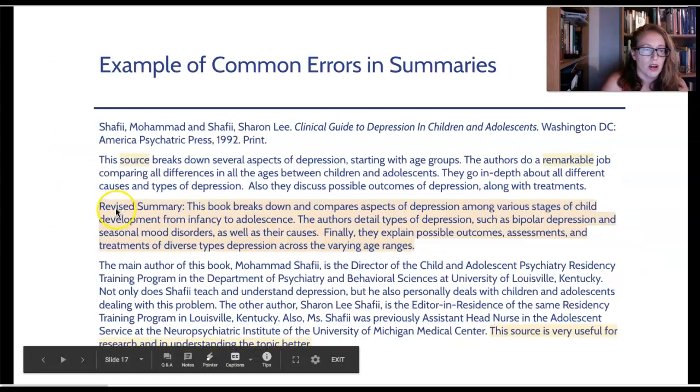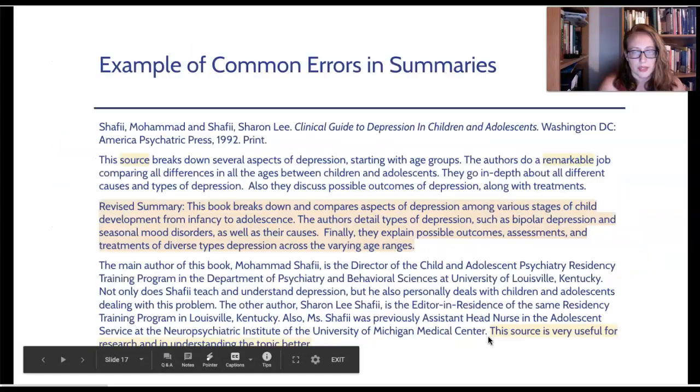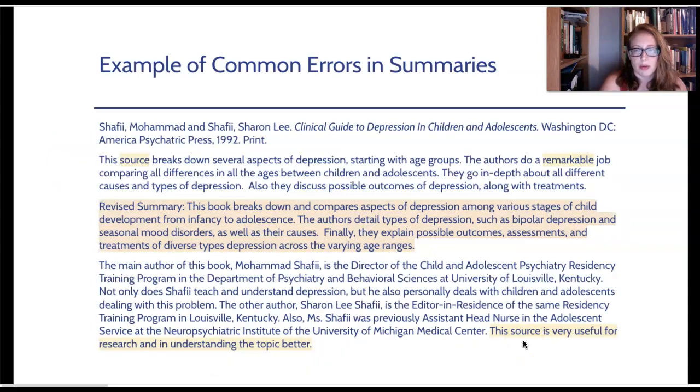So an example of a common error, we did this with the summary. I'm going to come down here to the end. There's two authors to this book, and they have all these wonderful details about the authors. But then when they get here, they said, this source is very useful for research and understanding the topic better. In what way? Exactly. I know you're saying it's useful, but what's useful about it? That's like saying this source is very credible. Cool. How do you know that? Just making sure you give those details.